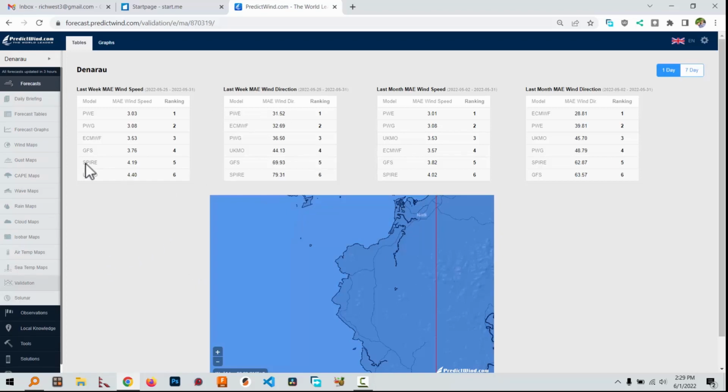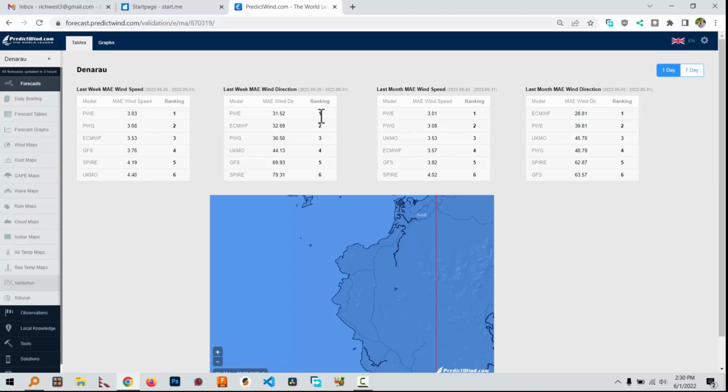So what it shows us here is, for Denarau at least, the PWE and PWG models are number 1 and number 2 for wind speed in the past week. For wind direction, it's PWE and ECMWF in the past week. We go over here, and in the past month, it's been PWE and PWG for wind speed, and ECMWF and PWE for wind direction. So PWE is looking really consistent here.